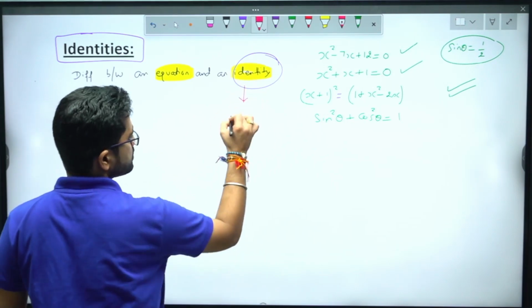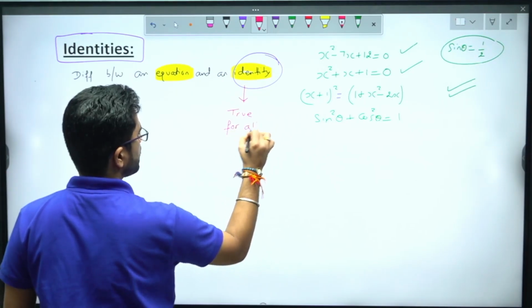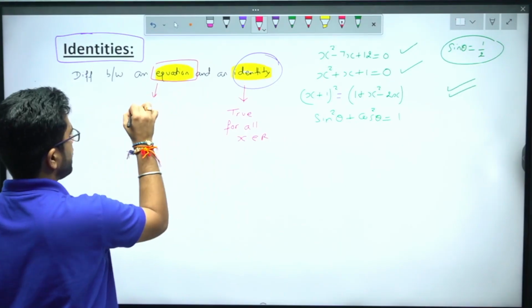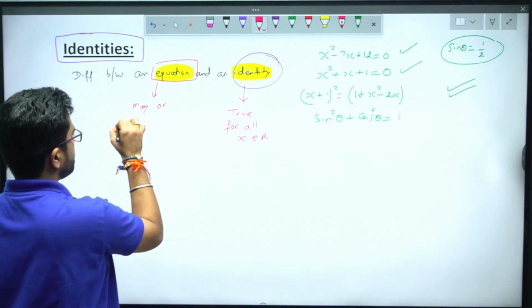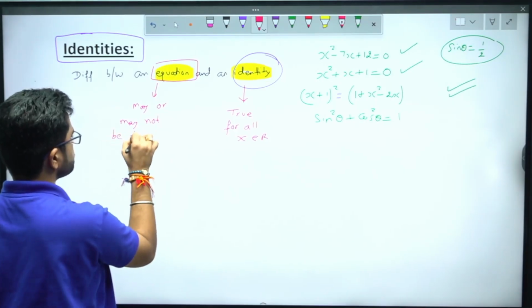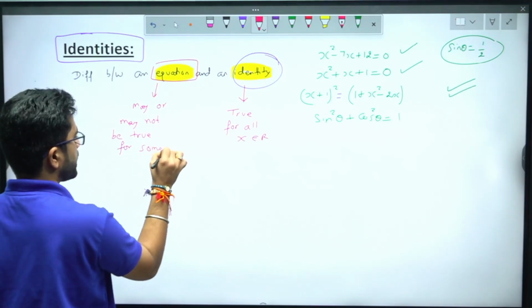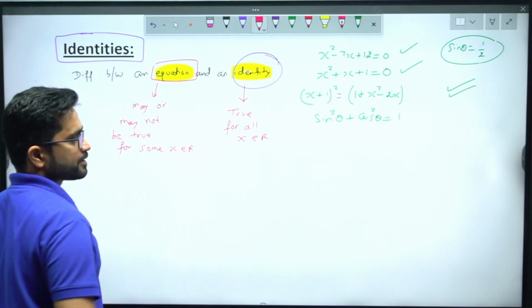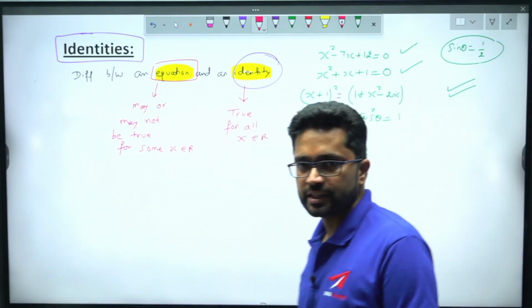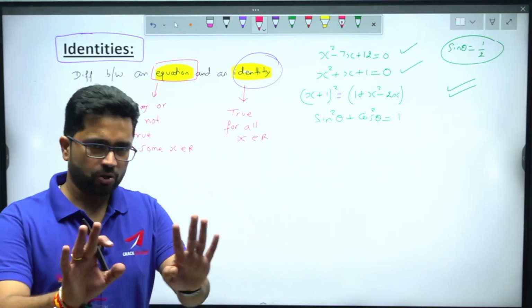So clear cut difference. This is true for all x belongs to real number. This may or may not be true for some x. Okay, that is the difference between an equation and an identity. Now, why are we going to study this here with quadratic equations? Hold on, I'll tell you.